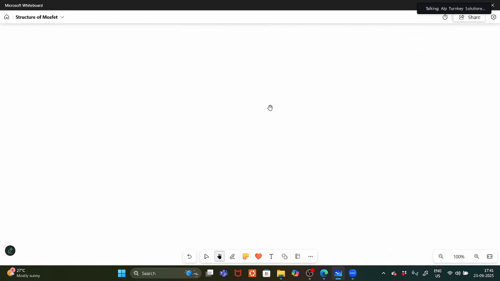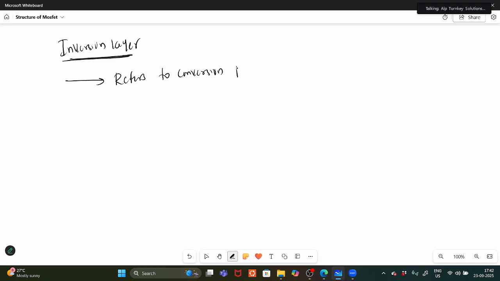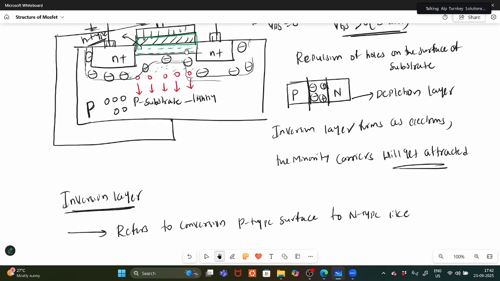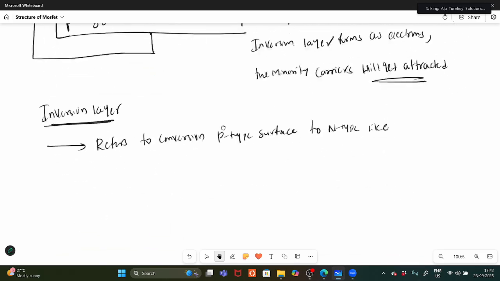Okay. So now I told you the inversion layer. What is inversion layer? It is formed due to minority carriers. Inversion layer refers to the conversion of p-type surface to n-type. In the p-type surface, electrons are forming, so it is forming like an n-type. That is nothing but the inversion layer.